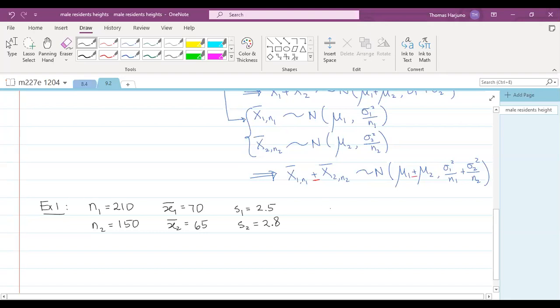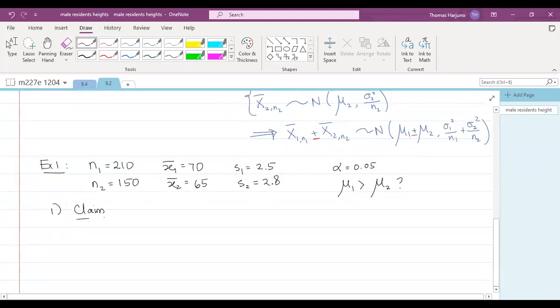Okay, and then you want to test at significance level 5% that the average height of US male residents is more than the average height of Indonesian male residents. That's what we want to test. So I make up that claim: US male residents are taller than Indonesian male residents.